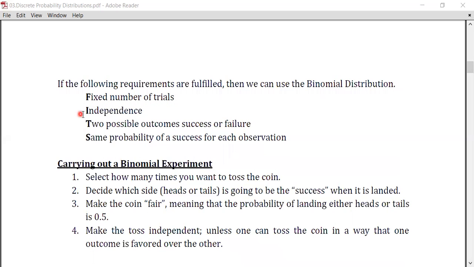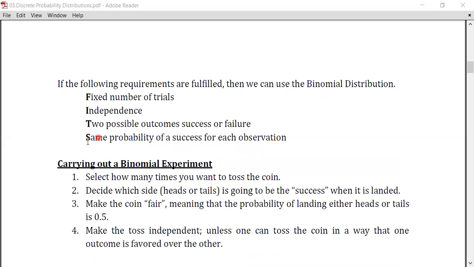Then the second one is independence. The trials should be independent. Therefore, trials must not depend on the previous one or the next one. Then the third one is two possible outcomes. I have stated it previously also. There should be two possible outcomes. Therefore, one will be defined as success and the other outcome will be defined as failure.